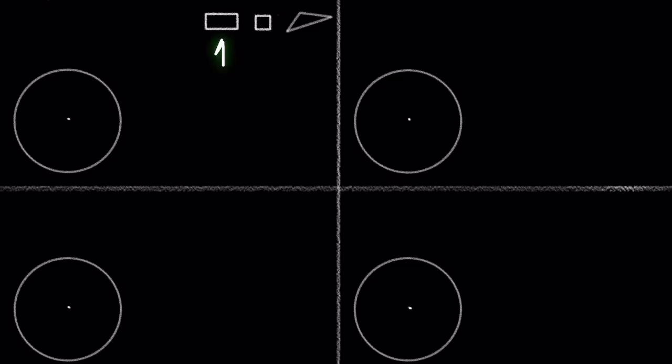Let's say we have a rectangle, a square, a triangle, and a circle. The distance around a rectangle, square, and triangle we call perimeter, as we know from our previous video. But the distance around a circle we call circumference.